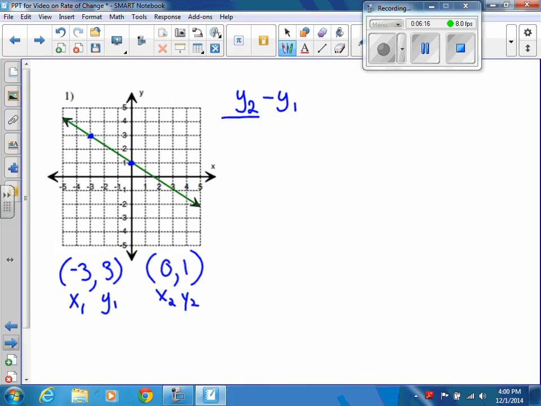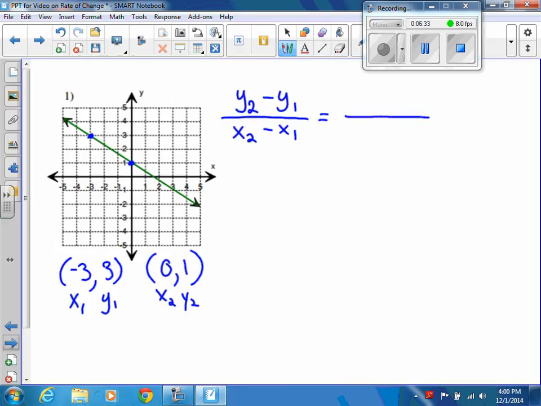Remember, you do want to remember this formula. You want to memorize it because it's not going to be given to you anywhere. You have to make sure you remember how to do it. So the change in y over the change in x, or the difference between the two. So it's x2 minus x1 for the bottom. Okay, now I'm going to plug in my numbers.